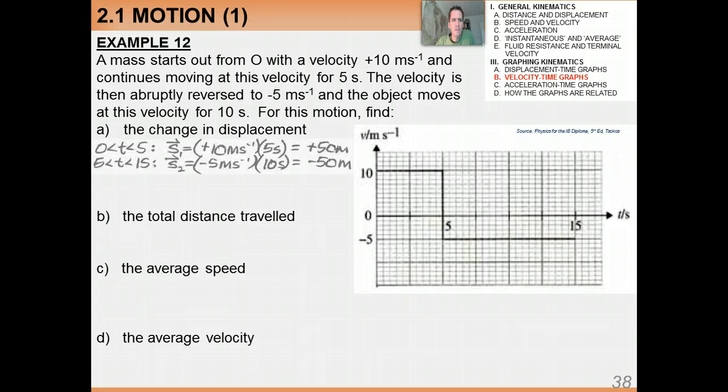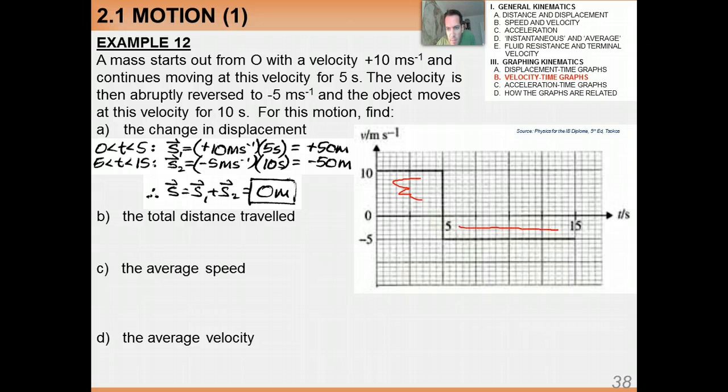So the change in displacement is 0 meters, okay? Because it turns out that this area right here is the same magnitude as this area, but this area is negative and this area is positive, so you get 0 meters, okay? But the total distance is very different. That's 100 meters, okay, because of 50 plus 50.